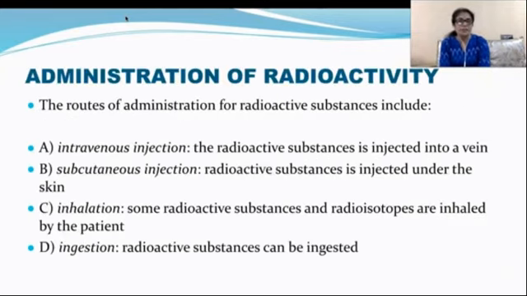Administration of radioactivity. The routes of administration for radioactive substances include: one is intravenous injection. The radioactive substance is injected into a vein. Second, subcutaneous injection. Radioactive substance is injected under the skin. Third, inhalation. Some radioactive substances and radioisotopes are inhaled by the patient. And fourth is ingestion. So radioactive substance can be ingested.